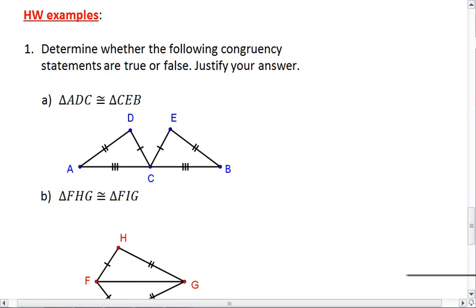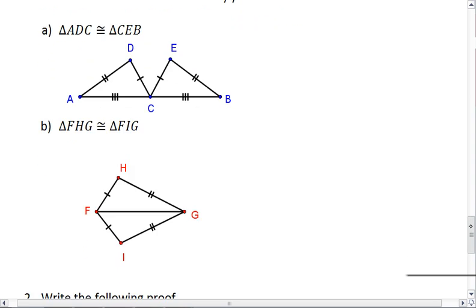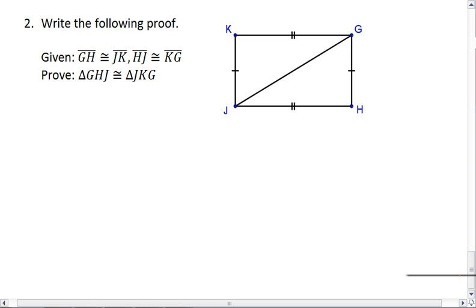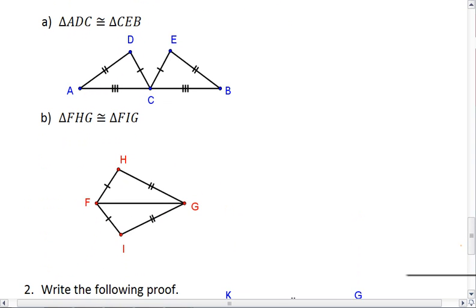For your homework problem tonight, first, given the two pictures below, determine whether the following congruency statements are true or false, and justify your answer. Then, write out the following proof. Given the diagram to the right, and given that GH is congruent to JK, and HJ is congruent to KG, prove that triangle GHJ is congruent to triangle JKG. Work through those problems. If you'd like to, you can keep watching for the solutions.